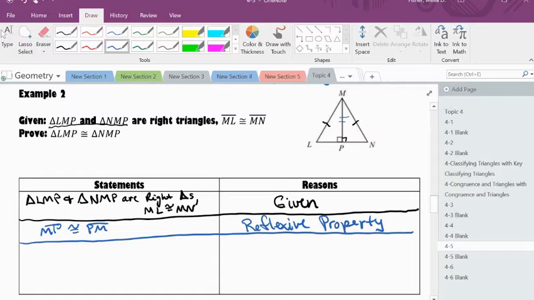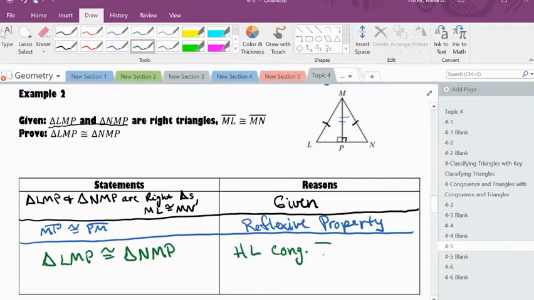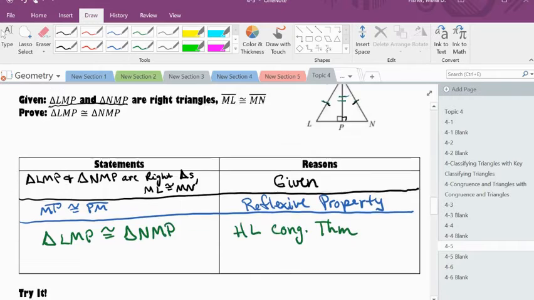Do I have enough information to decide that the triangles are congruent? I do. I have triangle LMP congruent to triangle NMP by the hypotenuse leg congruency theorem. So we have this hypotenuse, and this is the leg of both of them. Go ahead and pause your video, do the try it, and come back when you're done.